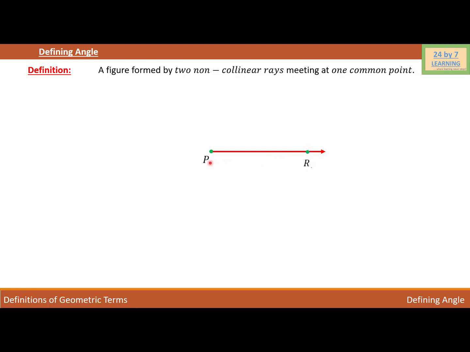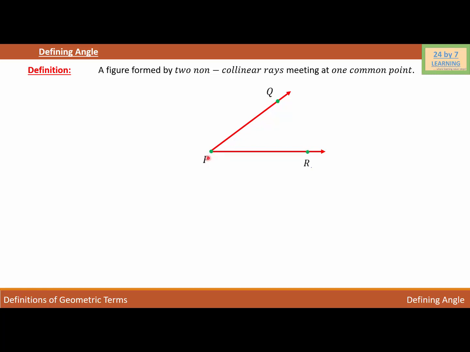In order to draw an angle, I'm going to consider another ray, and that ray will start at point P and end somewhere here. So let this be my other ray, and the point on the other end of the ray is this point, and I'm going to call that point Q. So basically I have two rays. My first ray is PR and my second ray is PQ.